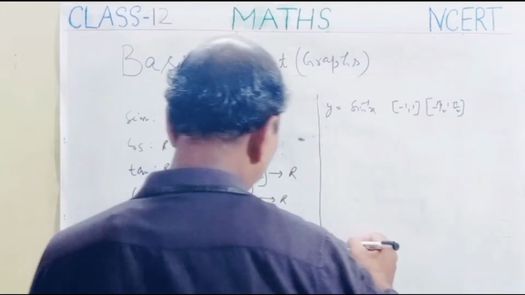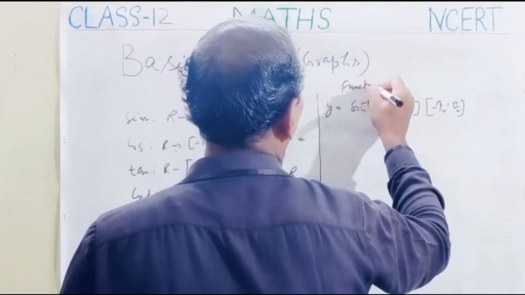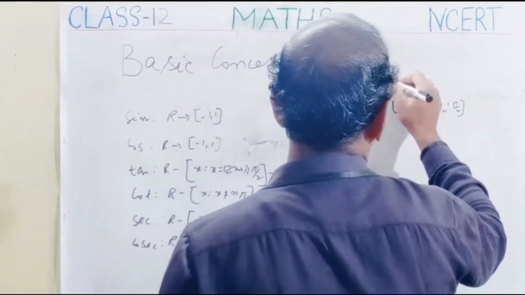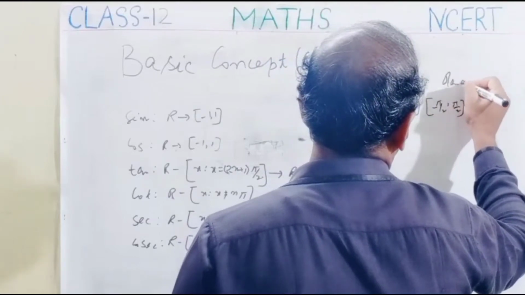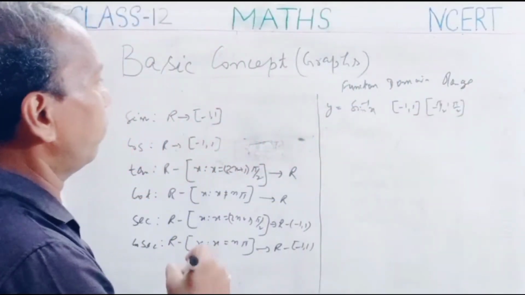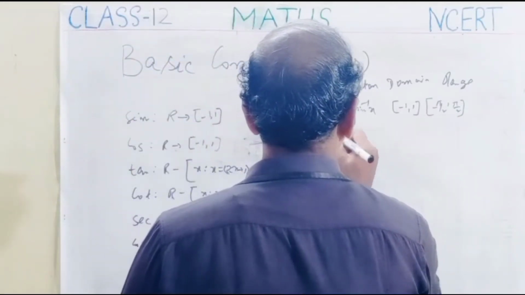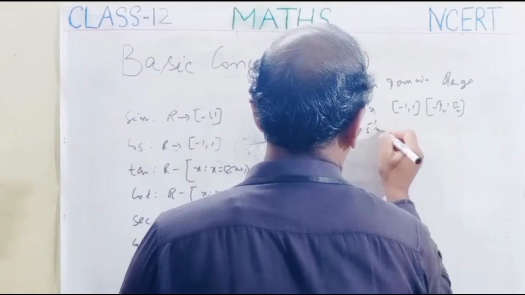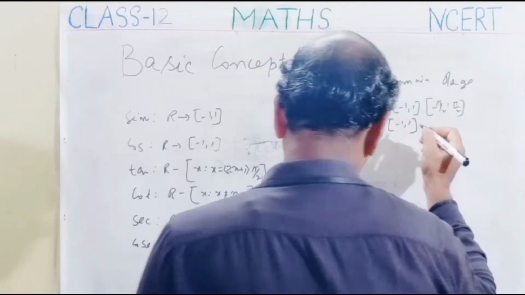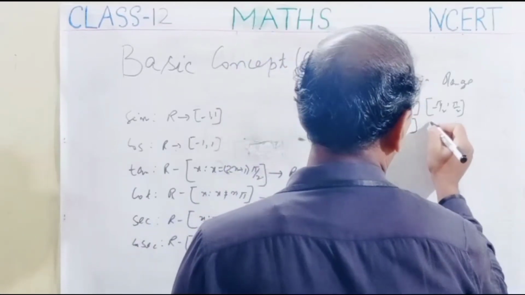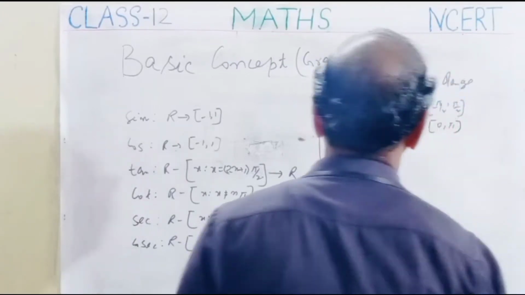Here is the function, this is the domain, and this value is the range. So this is the case of sin inverse x. Similarly, we can take cos inverse x. So y is equal to cos inverse x, the domain is again -1 and 1, and the range is 0 and pi.